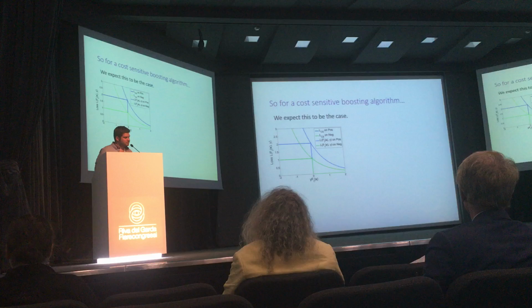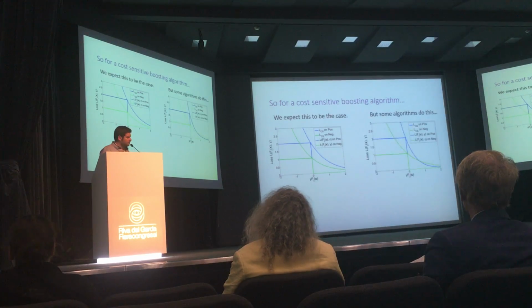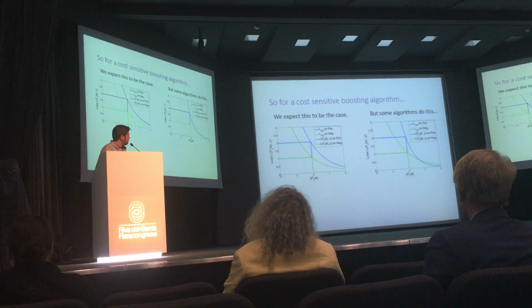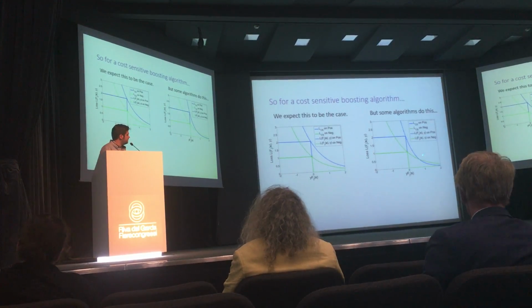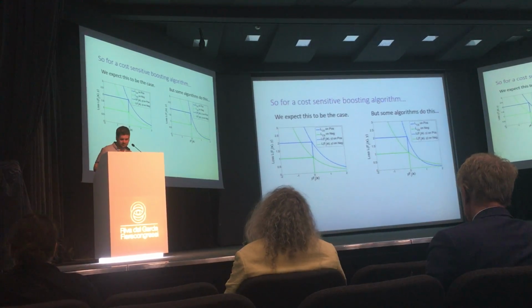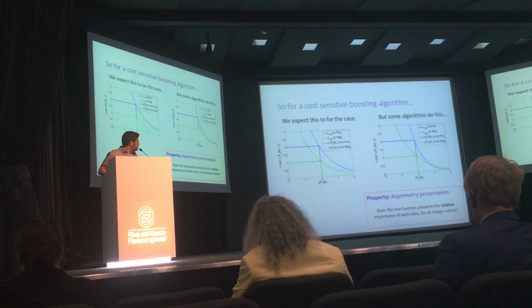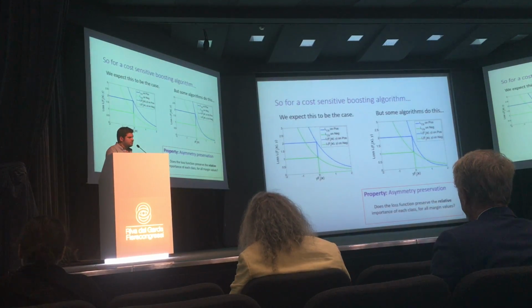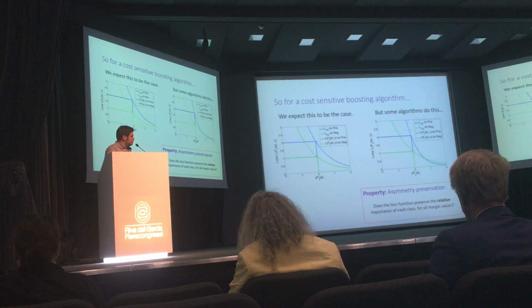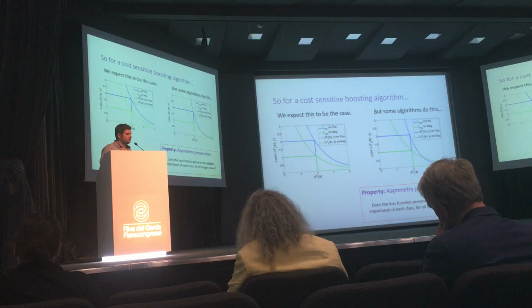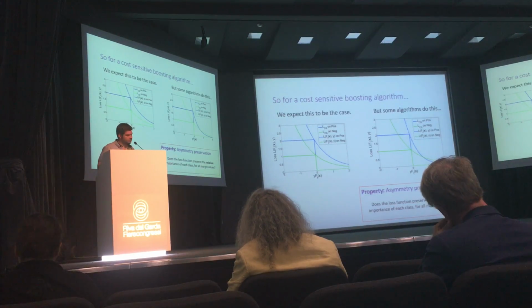So this is what we would expect to see, but actually some cost-sensitive boosting variants exhibit this behavior. So effectively, at some value of the margin, the importance of the two classes is flipped. So from this framework, we can ask the question, does the loss function preserve the relative importance of each class under all margin values or not? And we can see that some do, some don't.